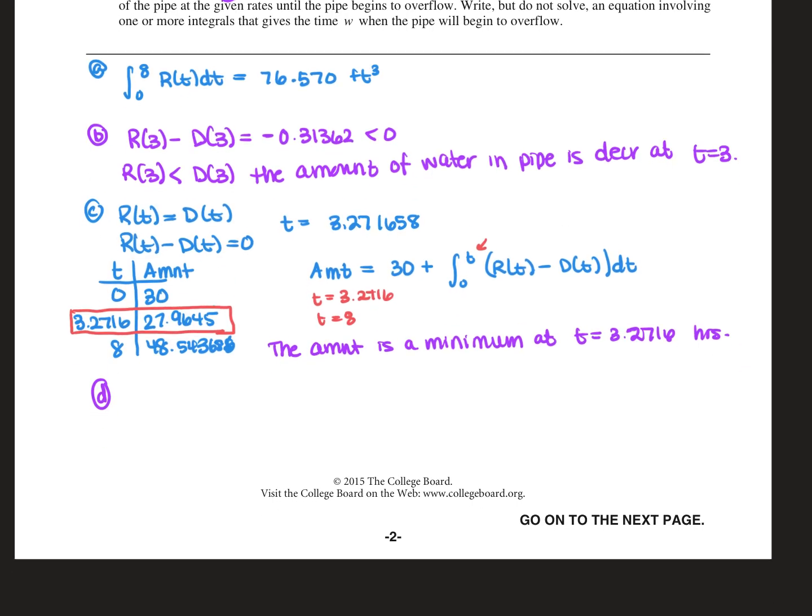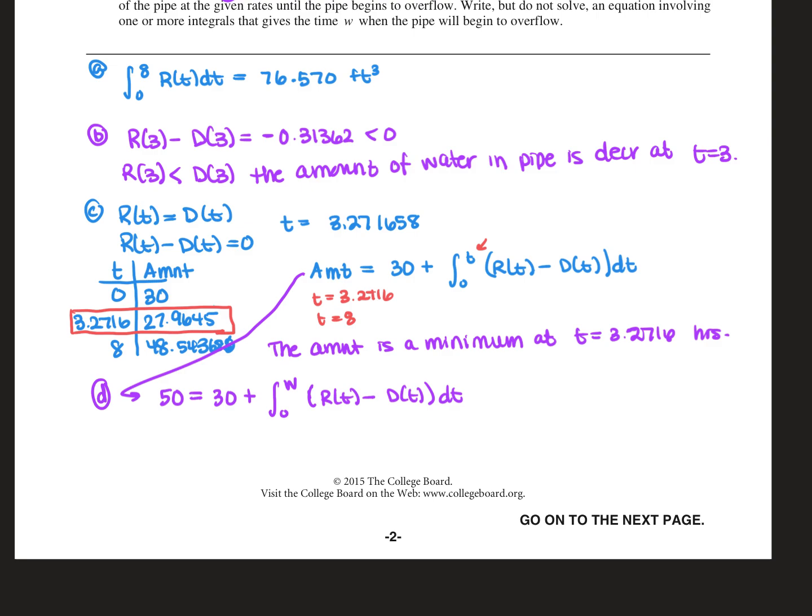Okay, again, here is our amount equation. If we want to know when it's going to begin to overflow, that's when it's exactly equal to 50. One tiny little second above that, it's going to start overflowing. Before that, it's not going to. So 30 plus the integral from 0 to W, because that's the time they wanted you to find, of the rate in minus the rate out, equals 50.